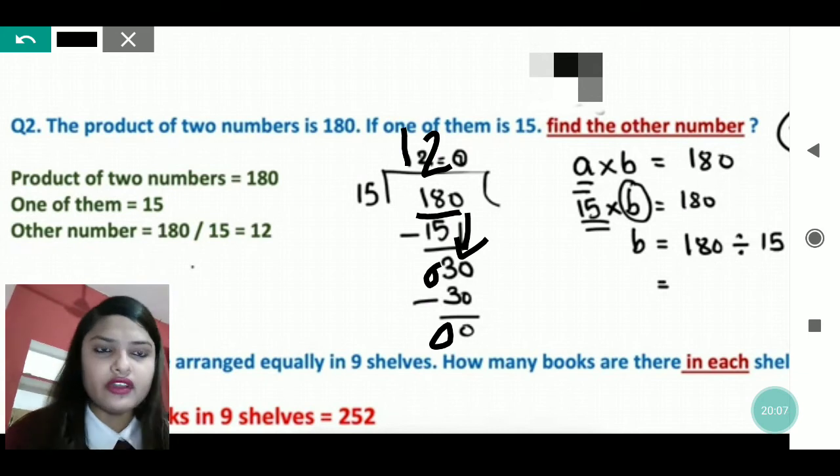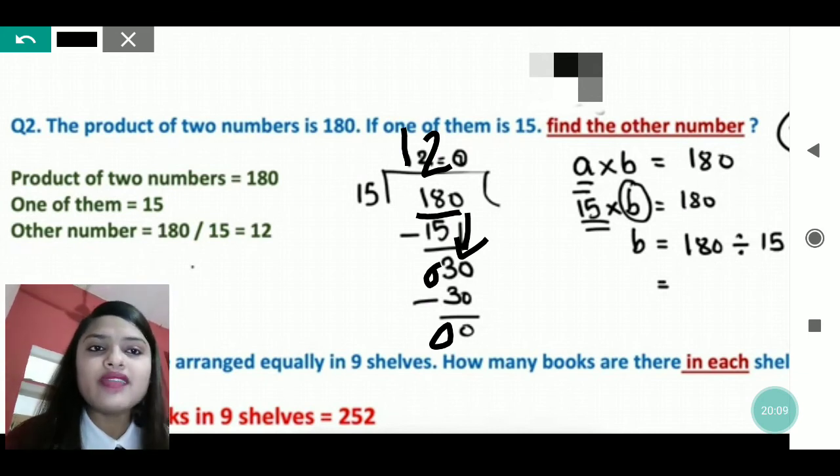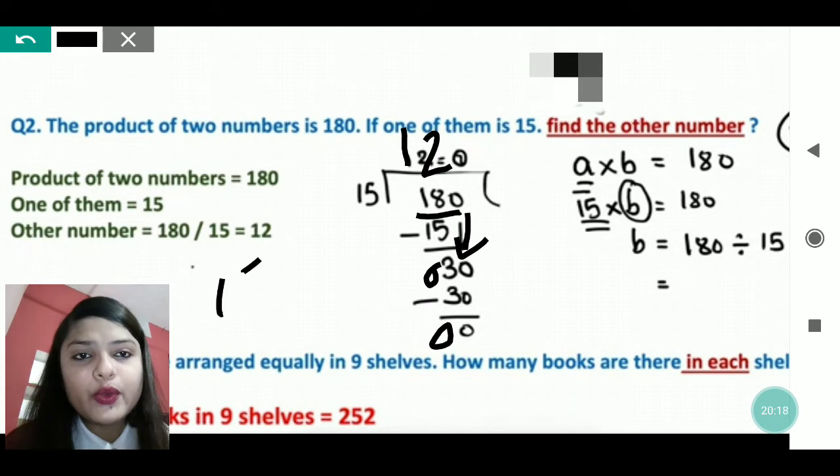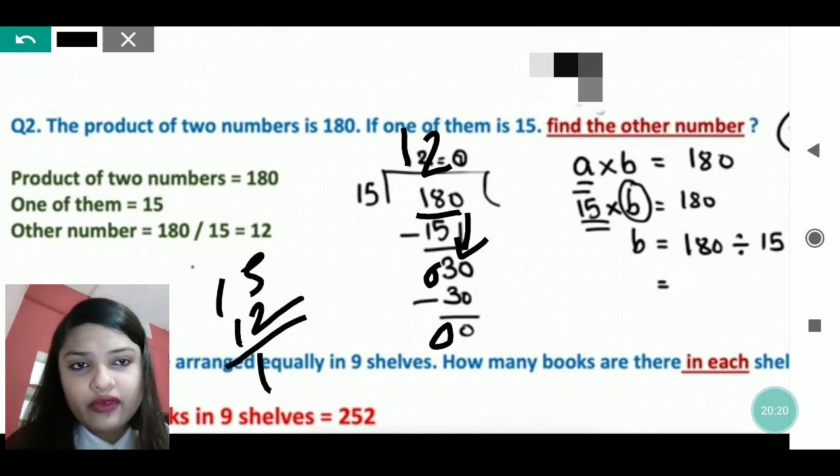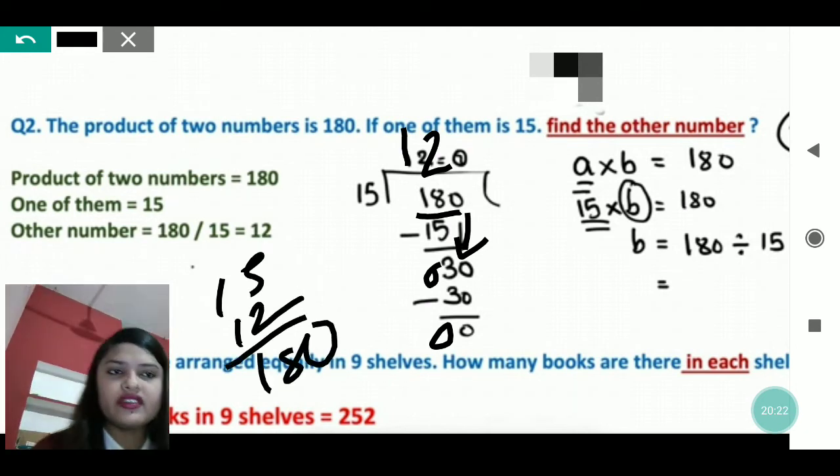Okay, so like this we will do. So what is the quotient, my dear? 12 is the quotient, and what is the remainder here? 0 is the remainder. So what is the other number? The other number is 12. It means 15 into 12 when we do, then we will get 180. Isn't it?